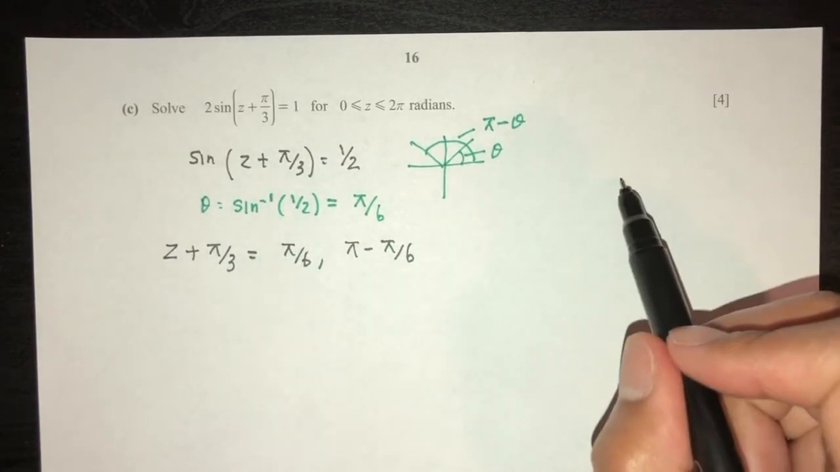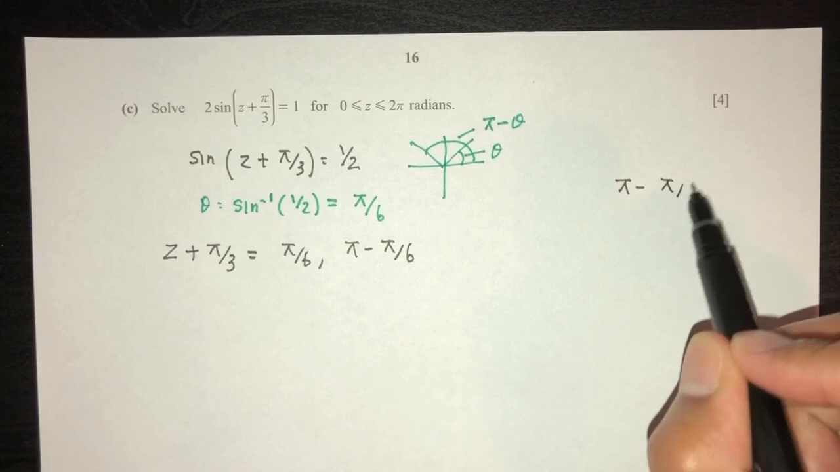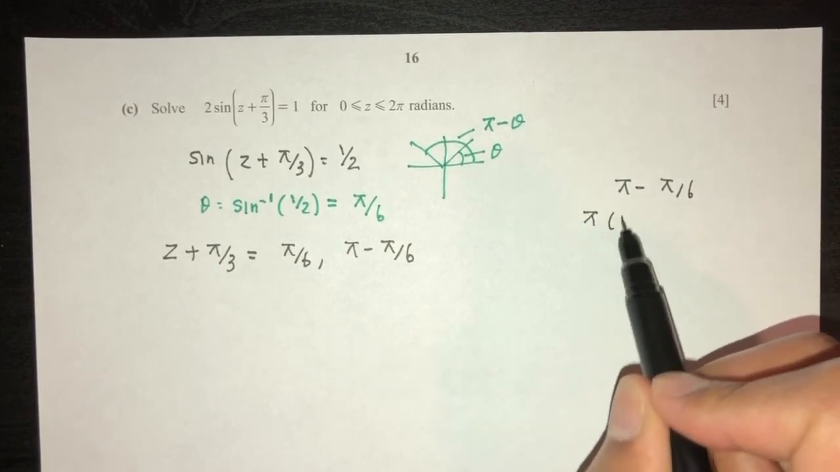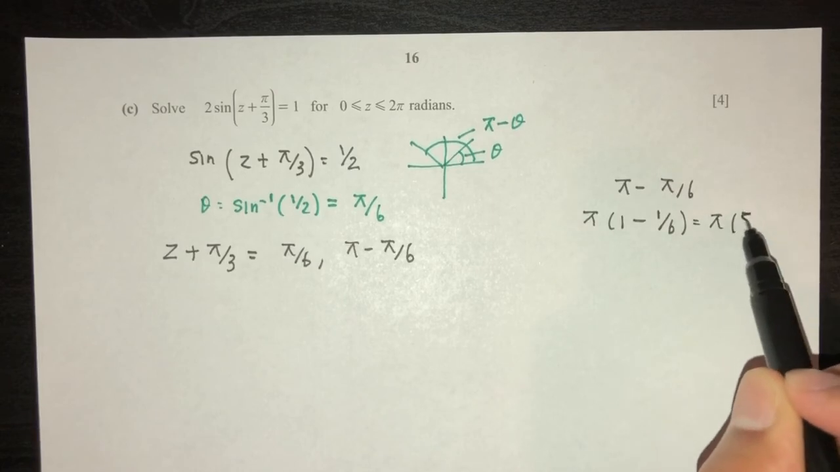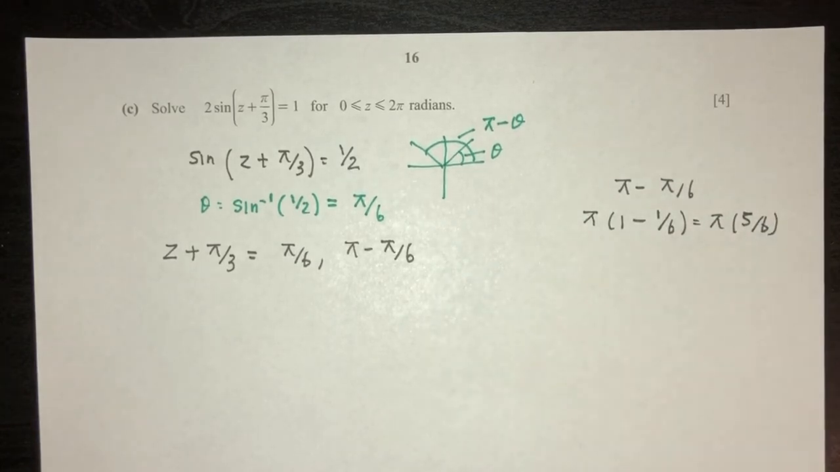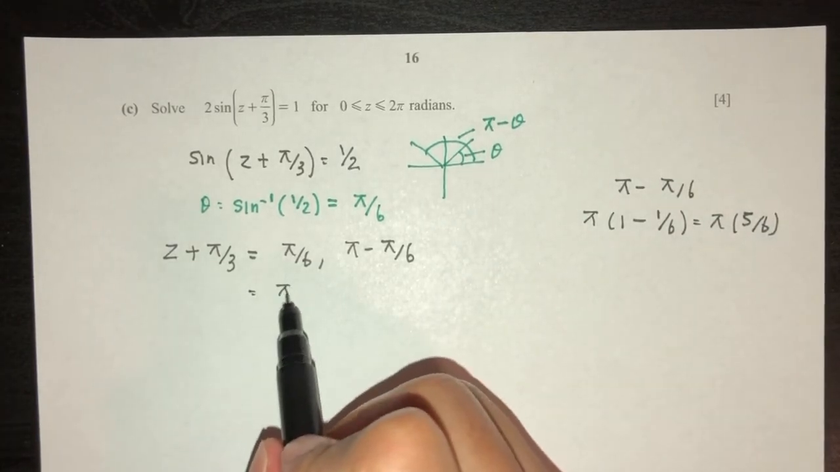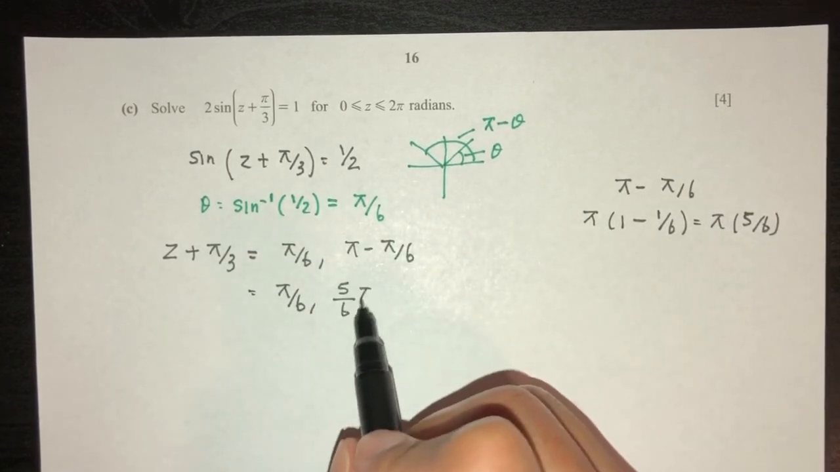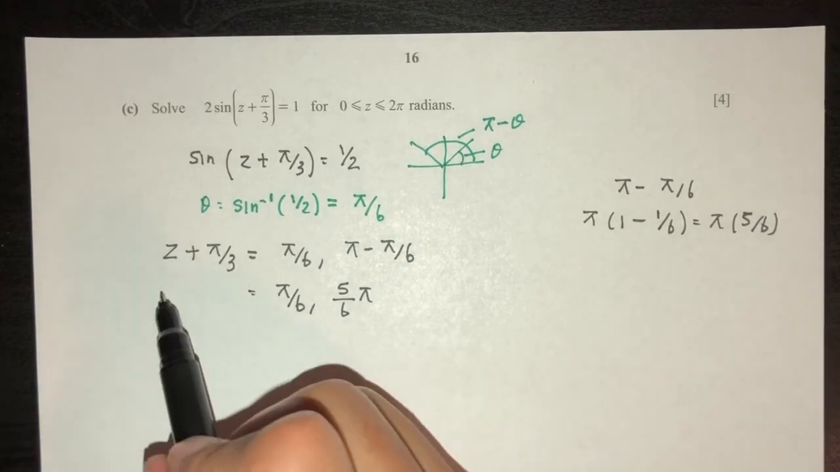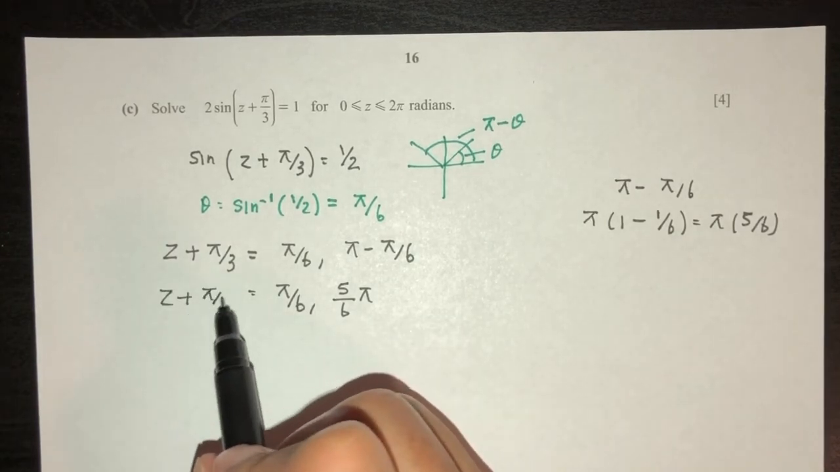So let's solve this here. We have pi minus pi by 6. If you take out pi, you will have 1 minus 1 over 6. That will be 5 over 6. So here you will have pi by 6, and this is 5 over 6 pi. This is for the value of z plus pi by 3.